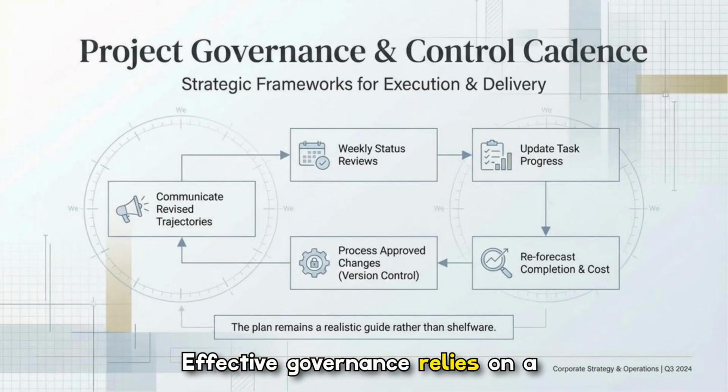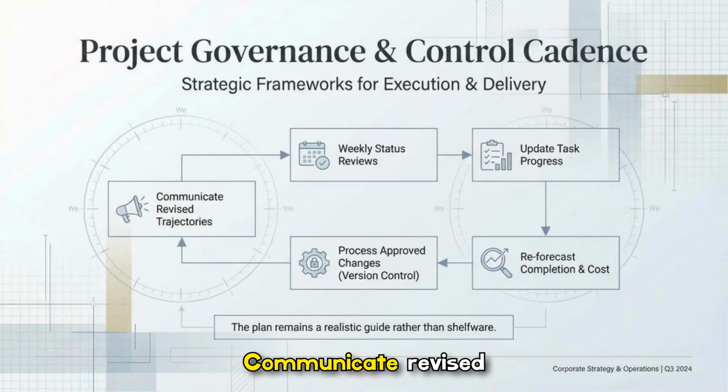Effective governance relies on a steady control cadence: weekly status reviews to update task progress, reforecast completion and cost, and process approved changes through version control. Communicate revised trajectories to stakeholders so the plan remains a living guide, not a shelf item, and ensure the team adjusts measures quickly when reality shifts.